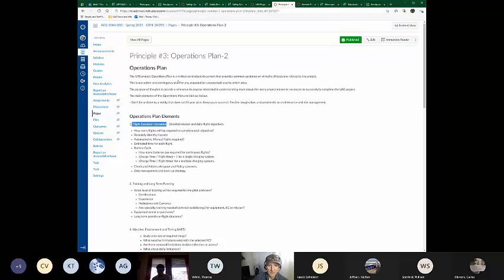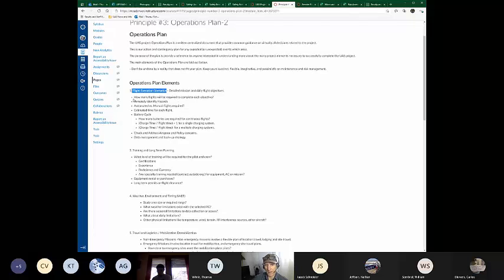So this is where we want to think about, these are just some examples, how many flights are going to be required to meet each objective? What kind of hazards are we going to be looking for during these flights related to the particular mission? Are they going to be automated flights? So am I going to use some sort of ground control system to do automated flights? Or am I going to have a pilot on the sticks actually conducting the flights themselves? How long are each of these flights going to take?